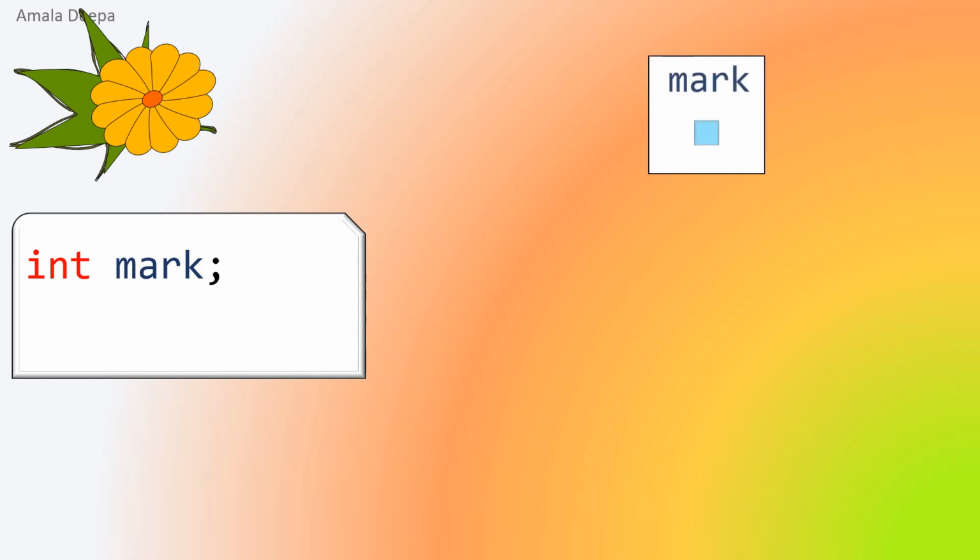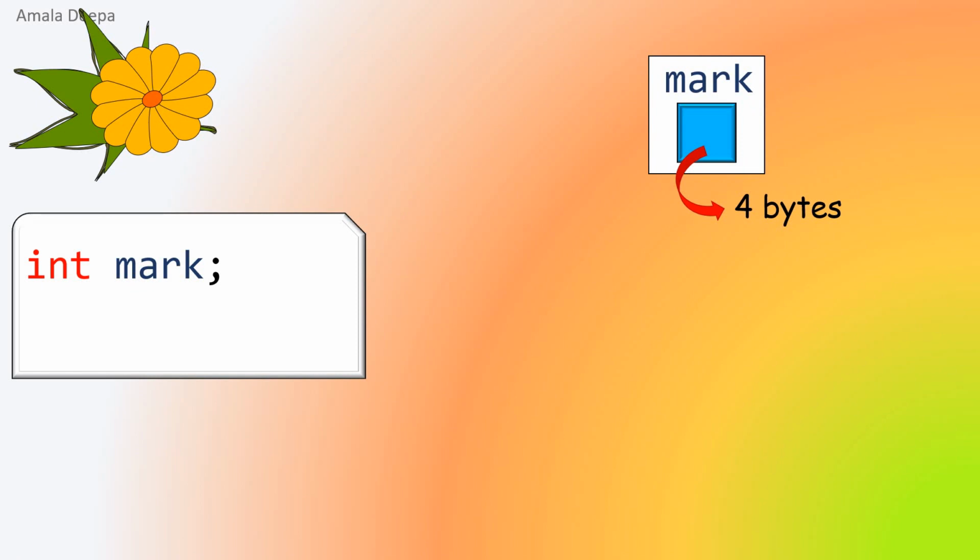Take a look at this declaration statement, int mark; semicolon. Here I have declared a variable mark as integer. Dev C++ allocates 4 bytes of memory for this variable mark. I can use this variable mark to store only one integer value.